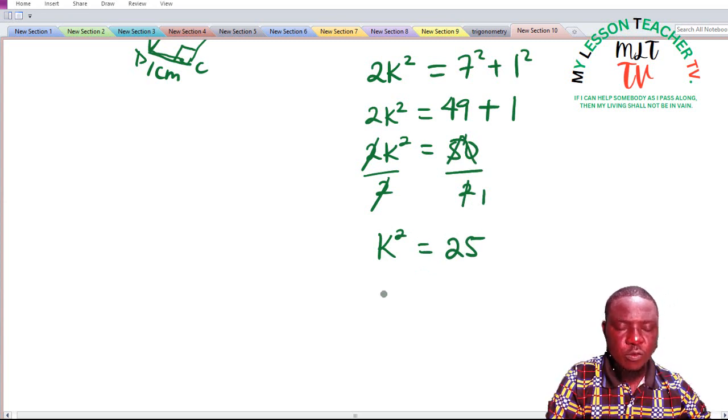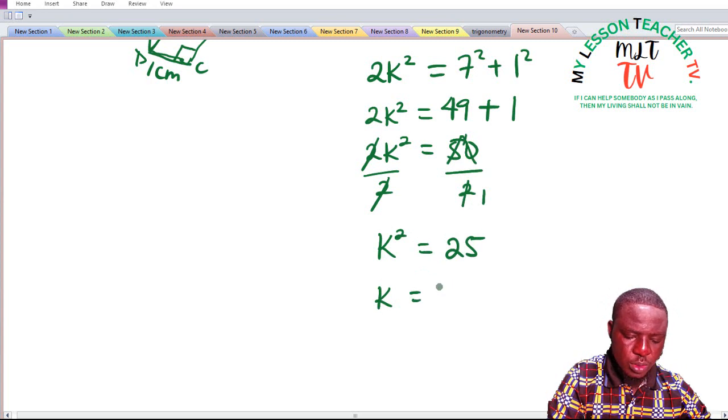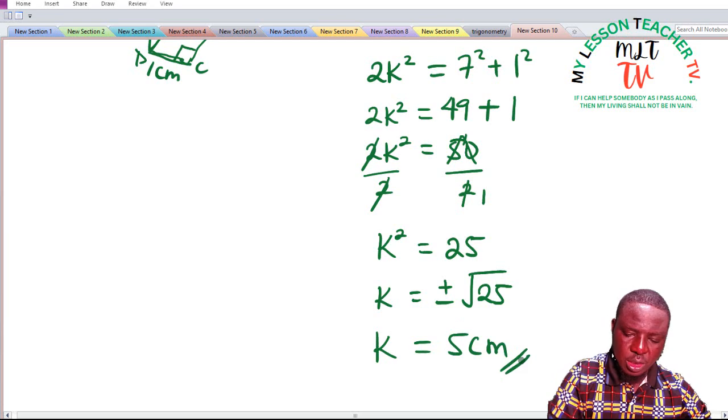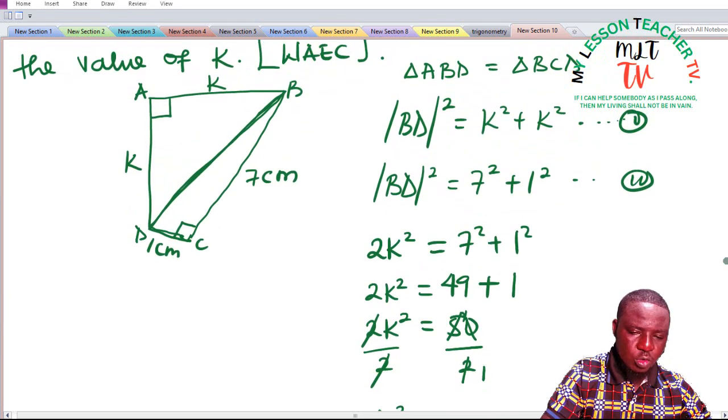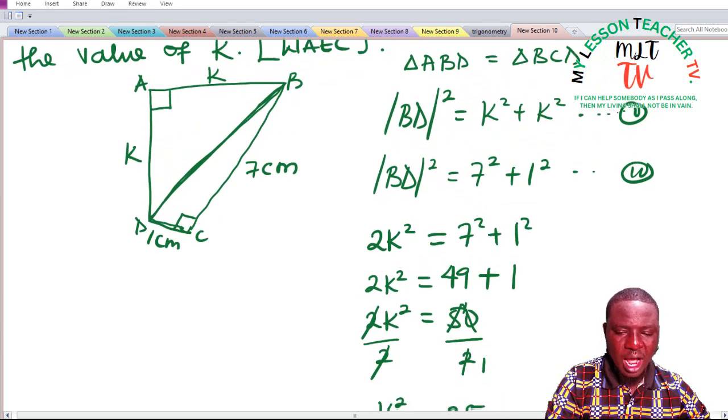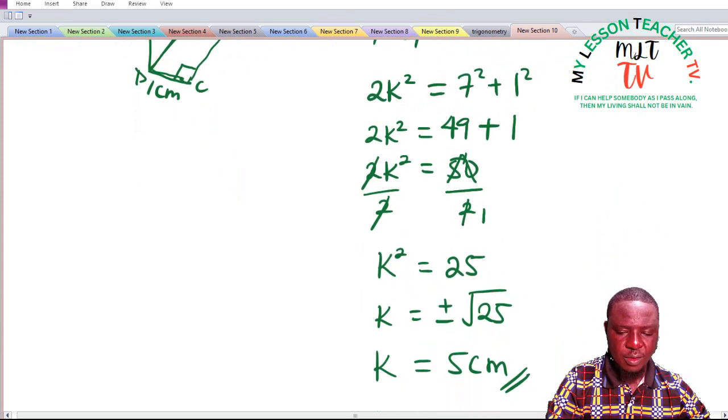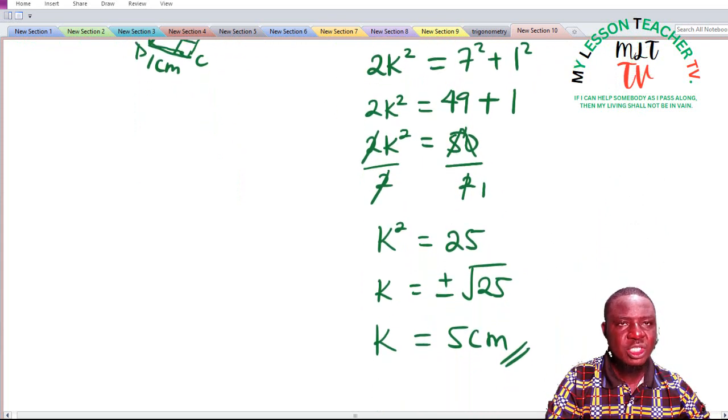And when you find the square root of both sides, you have k equal to plus or minus square root of 25. And when you take the absolute value, square root of 25 is equal to 5 centimeters. We have to take the absolute value because we are dealing with a distance, and you cannot have minus 5 because minus 5 is an imaginary number. So our value for k is equal to 5 centimeters.